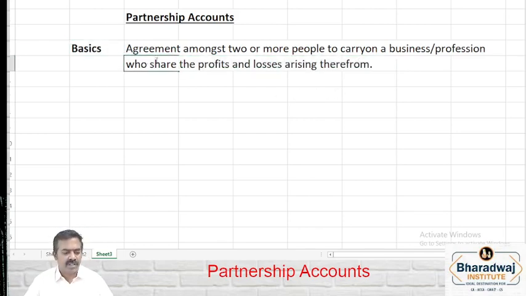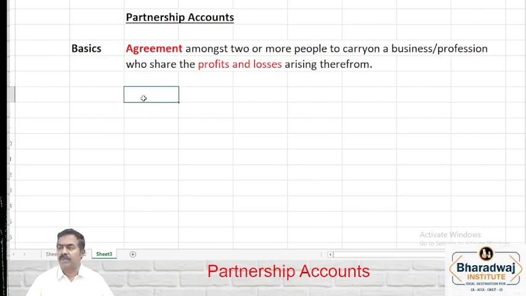If you look at the words, profits as well as losses they should share. So you can say they are unlimited liable, jointly and severally liable. That is the basic definition of partnership. So partnership is an agreement. In the Contract Act, you would have learned whether all agreements are enforceable by law. No. An agreement will become a partnership deed.